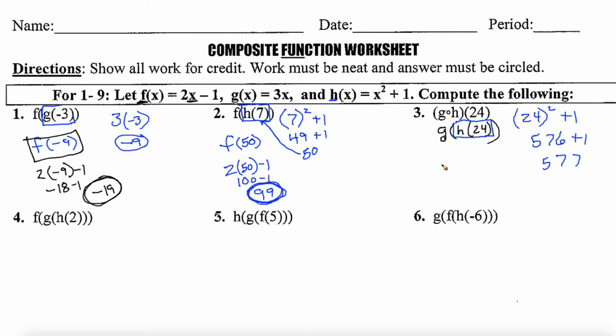Now I'm going to fill that in. So I still have that g of the h of 24. h of 24 is 577. So now I'm going to go to the g function and plug in 577. So I have 3 times 577, and 3 times 577 is 1731. That's my answer.